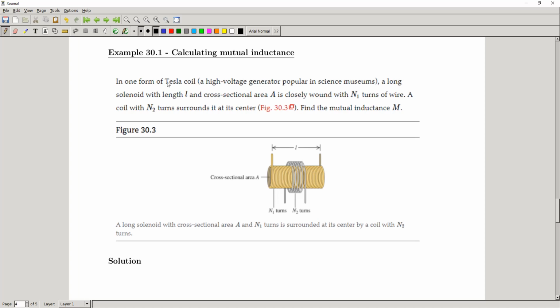All we need to know for this question is that a Tesla coil generates this sort of high voltage, and it's kind of made up of this setup that we see down here. At least some of them are made up of the setup that we see down here.